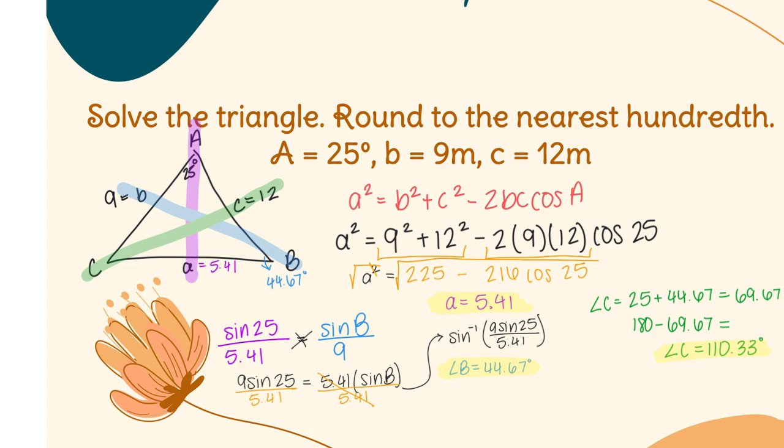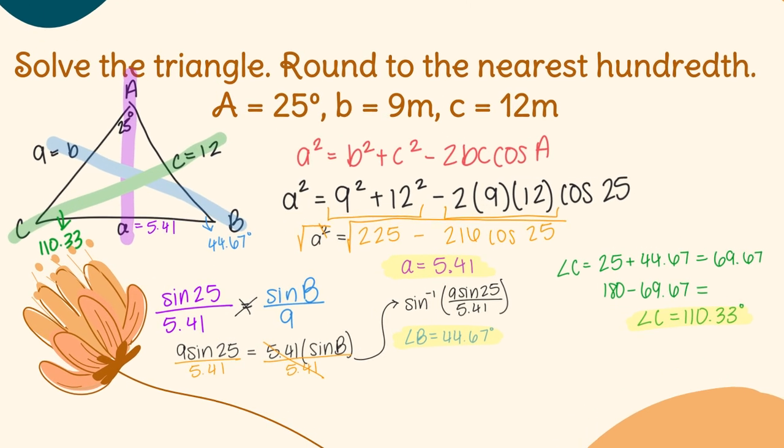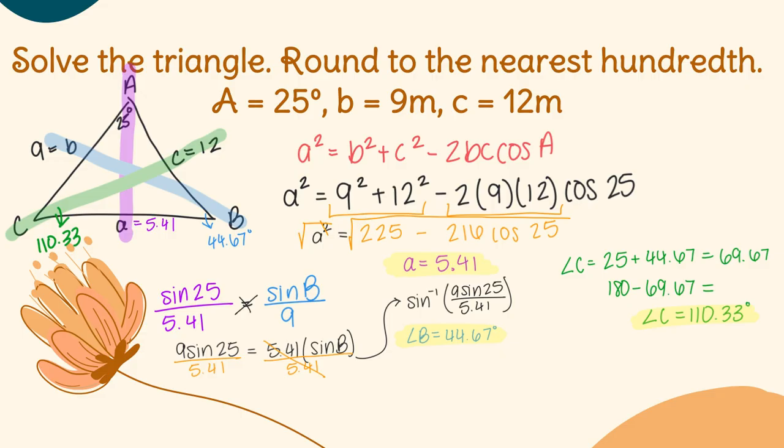So angle C, just labeling it 110.33, that means this side should be the largest side. And this side should be the medium, if you want to call it, middle. And then this is going to be the smallest. So if it makes sense, it should be correct. And again, always go back and check your work.